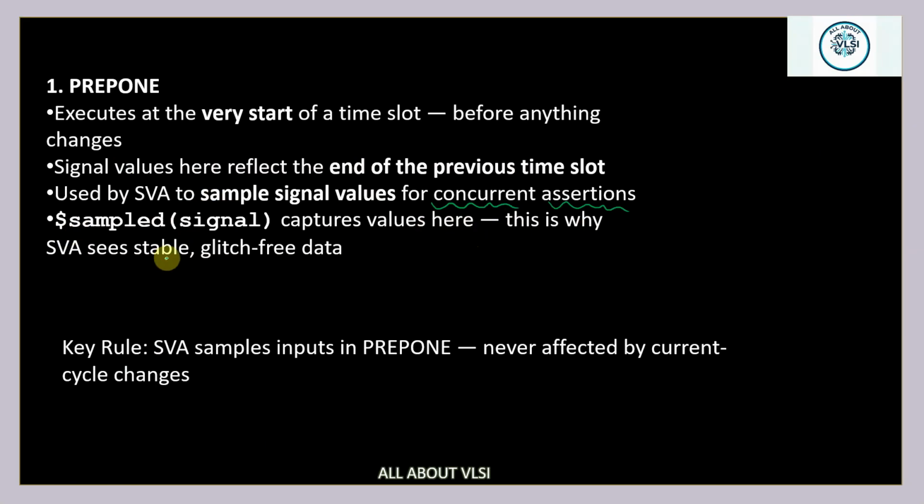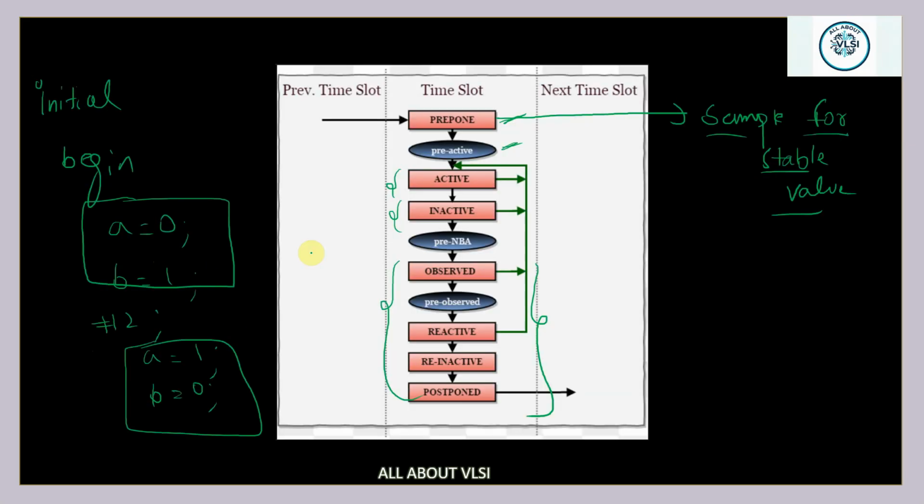So this is why SVA is stable, glitch-free data, right? Here SVA samples inputs in the preponed region, and this never affects the current cycle changes. Whatever the current cycle changes are, they will not be reflected in the preponed region. Basically, the preponed region is going to sample the previous time slot's stable values.